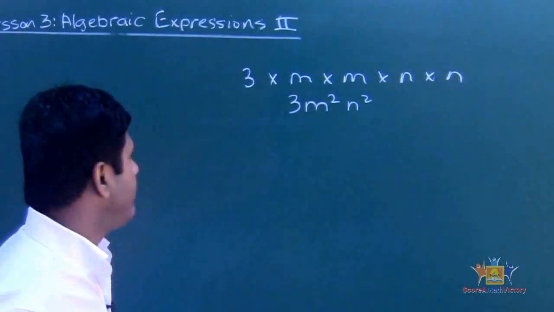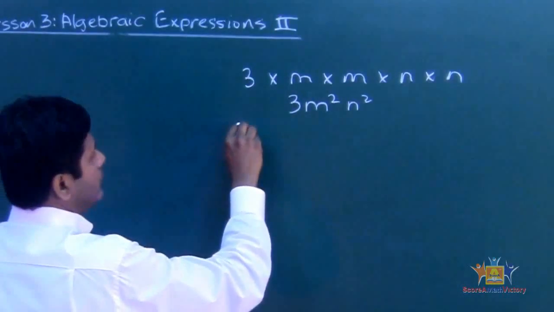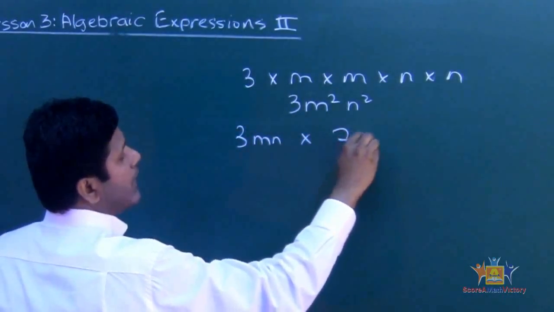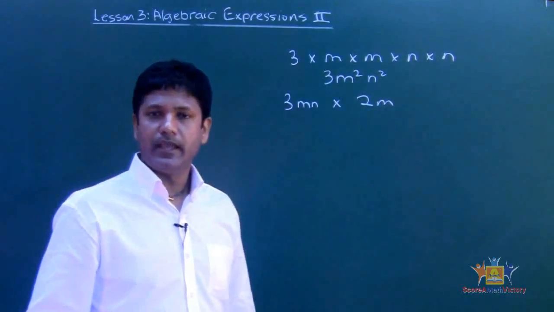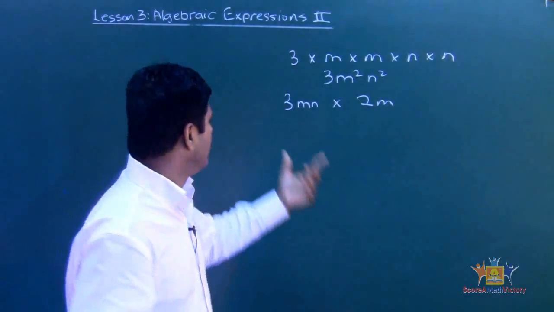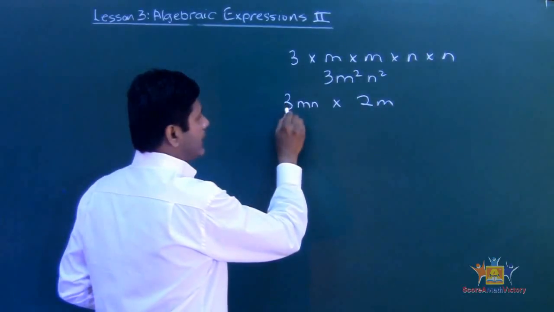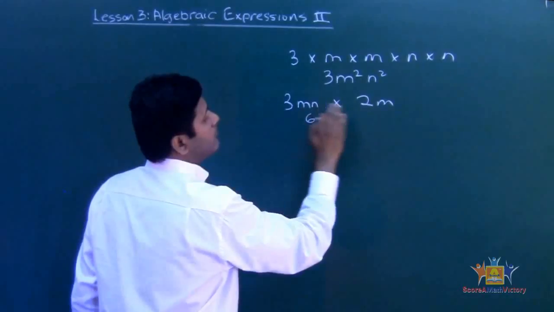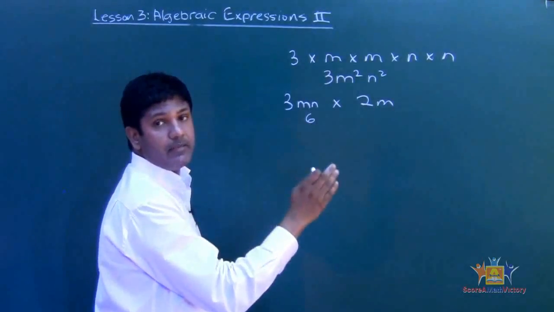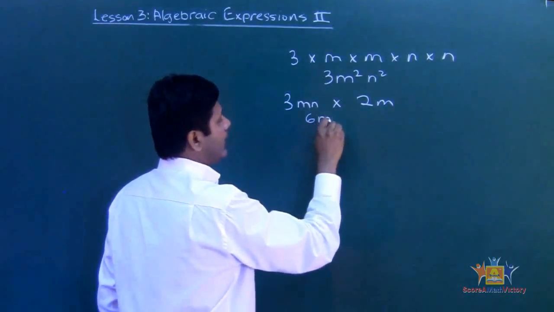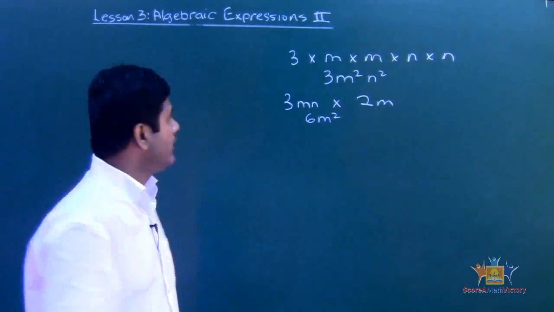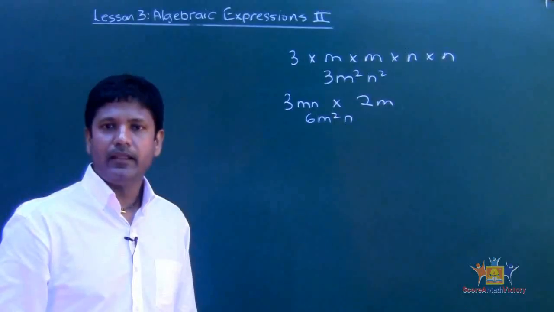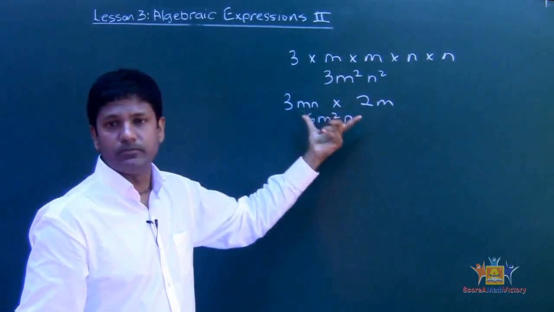Now what happens if I give you 3mn times 2m? See that? Same thing. You take the number and multiply it with the number. So 3 times 2 is 6. M multiplied with m: we have two m's, so it'll be m to the second power, or m squared. N has nothing to multiply with, so you just bring the n back. See that? And that's how you multiply two terms.